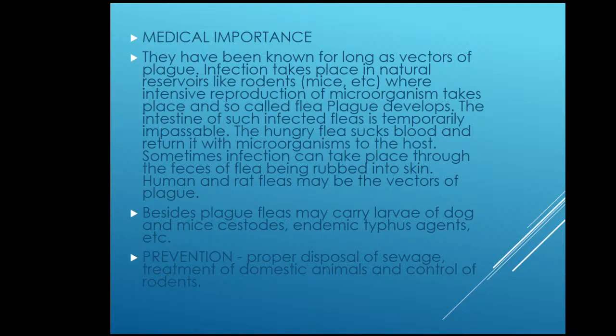But it is very important that the flea stays hungry. So it jumps from one person to another person and infects all these people with plague. So in this way, in a short period of time, the flea can infect many people. Sometimes infection can take place through the infected feces of fleas, which are rubbed into the skin. Human and rat fleas can be vectors of the bacteria of plague. The fleas can be vectors for murine typhus, endemic typhus causative agent, and others. The prevention against fleas is proper disposal of sewage, treatment of domestic animals, and control of rodents.